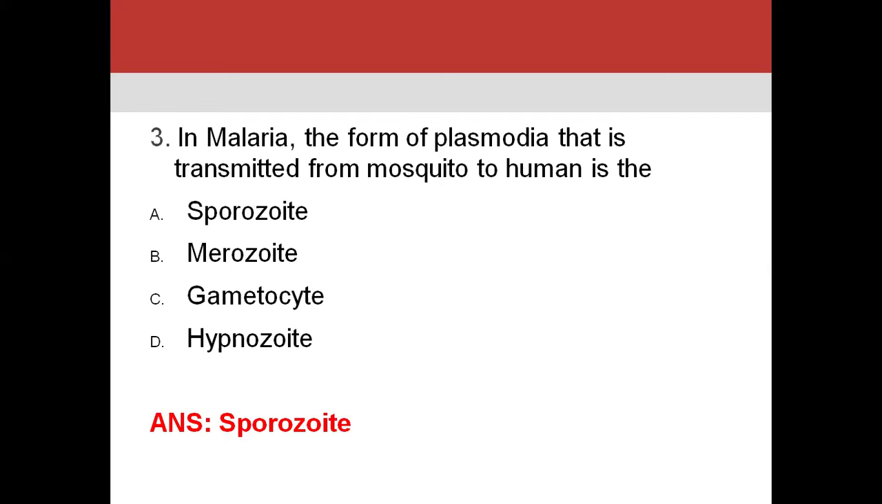If you see the other options, merozoites are released after the pre-erythrocytic schizogony. And what are gametocytes? These merozoites develop into gametocytes. And what is meant by hypnozoites? In the case of Plasmodium vivax and Plasmodium ovale, some of the sporozoites, after entering the liver cells, do not undergo asexual multiplication. These sporozoites enter the resting stage, that is a dormant phase. This resting phase is called the hypnozoite. So here the sporozoite is the right answer. The sporozoite is the infective form to humans.